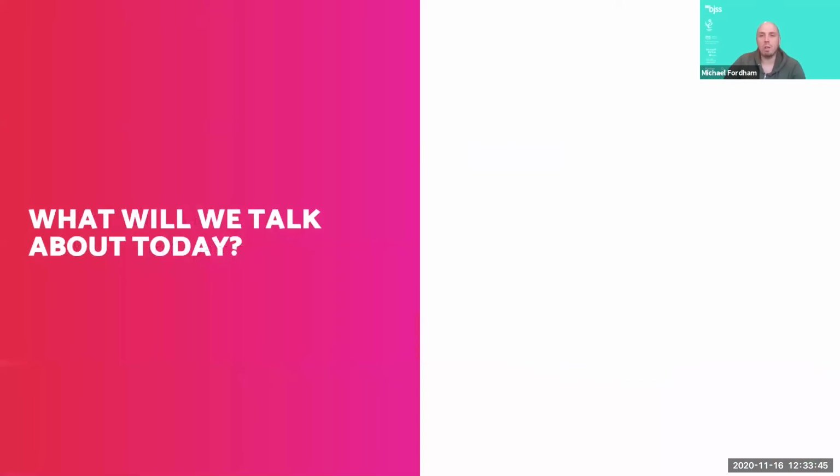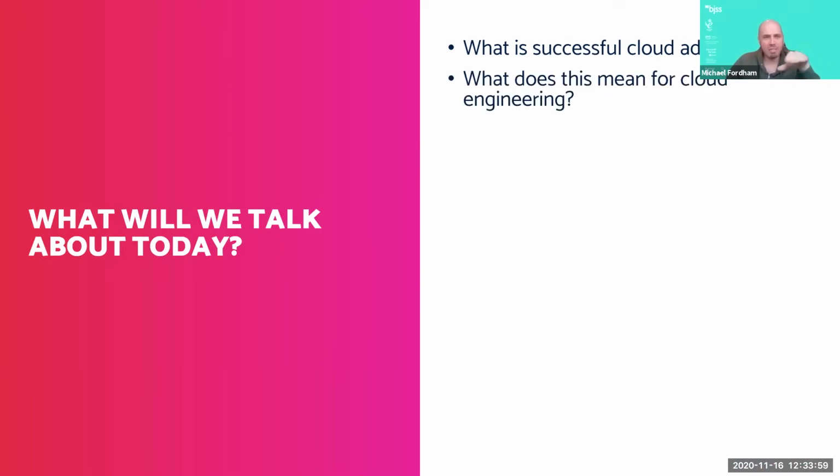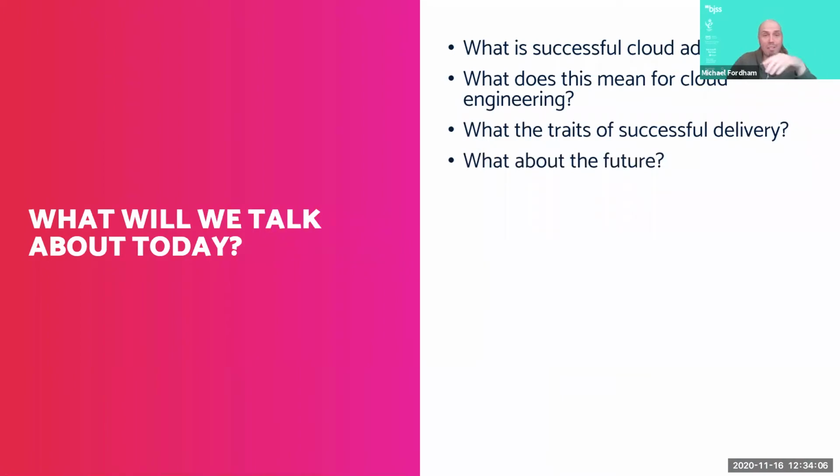So what will we talk about today? So what is successful cloud adoption? We'll talk about that at an architectural or a conceptual level, but there will be some very common themes in there. We'll talk about what this really means for cloud engineering and what the traits of successful delivery are. And then we'll attempt to talk a little bit about the future and what the last year has told us around what we need to consider in the future. So they're effectively my hot takes, but they're my hot takes based on what we do as an organisation and what we've seen in the field.